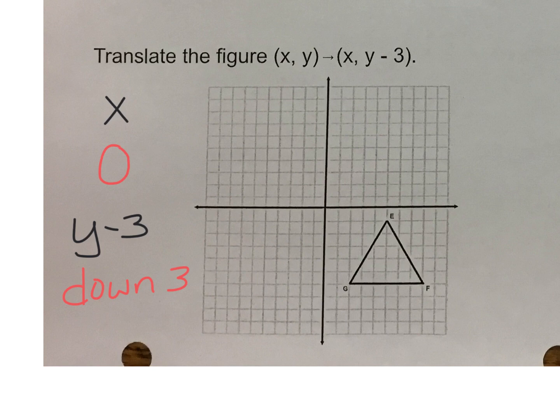Okay, so since X doesn't have anything with it, you can kind of think of it as it's saying X plus 0. If it said X plus 0, what does that mean to you? It's not doing anything, right? So what's the only thing that's happening? It's only going down 3. So take each point and go down 3. So it's okay if your X or your Y doesn't move. Okay, that happens.